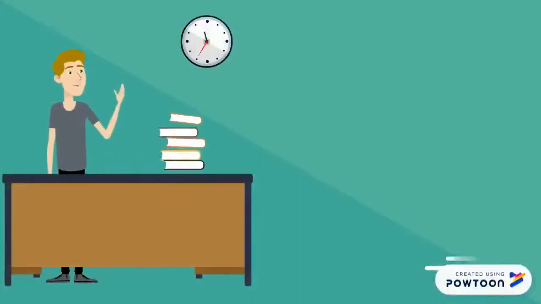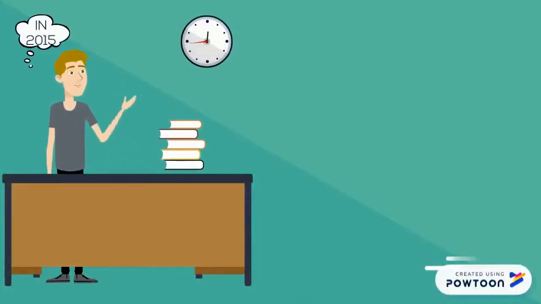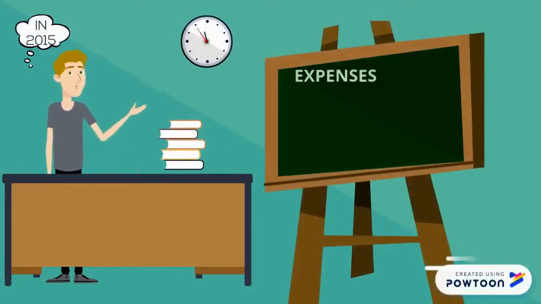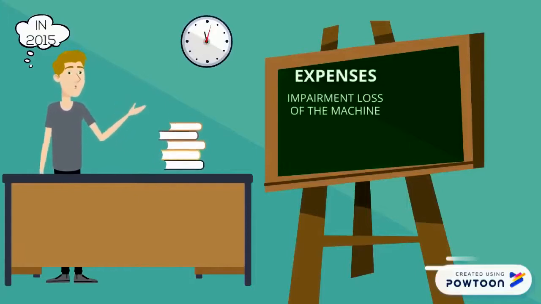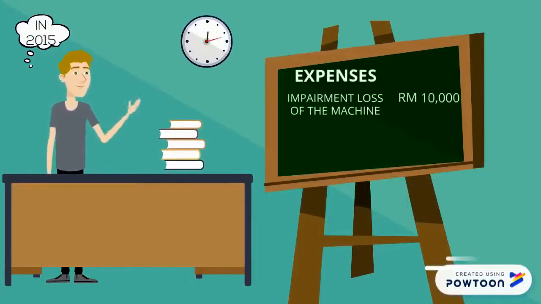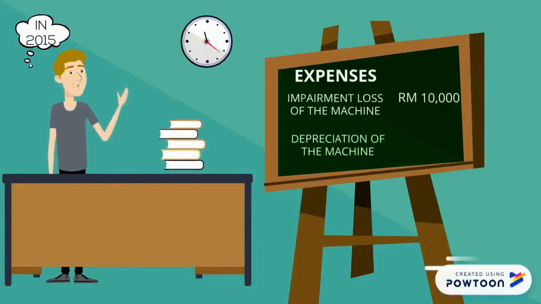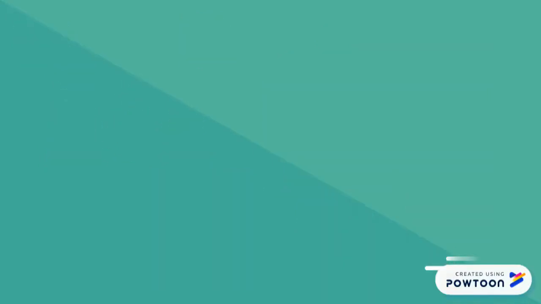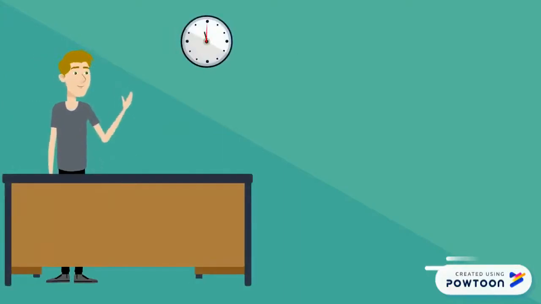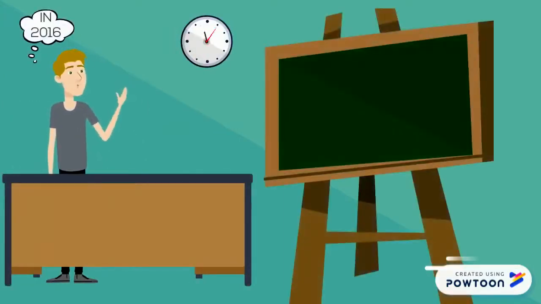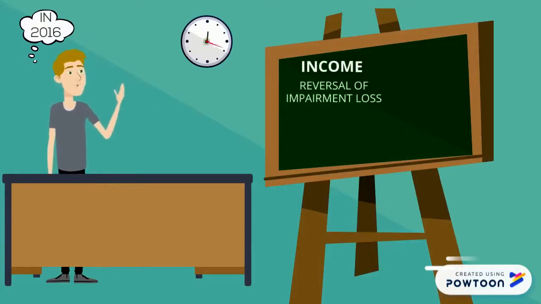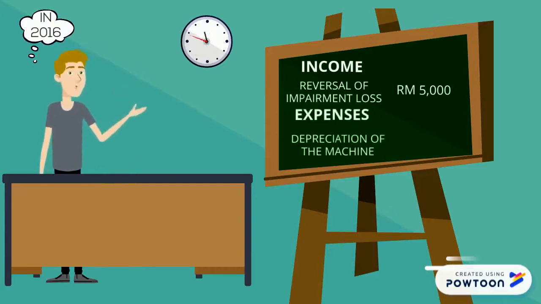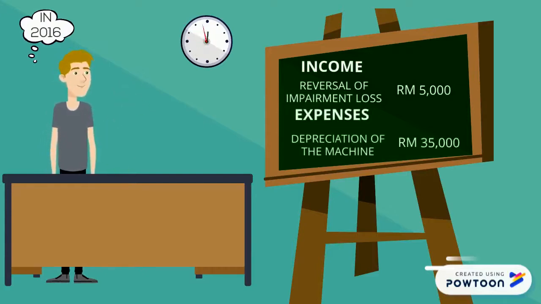For statement of profit and loss in 2015, we just have expenses, which are impairment loss of the machine, RM10,000, and depreciation of the machine, RM40,000. For the statement of profit and loss for 2016, the income is reversal of impairment loss for the machine with the amount 5,000 ringgit. And the expense is depreciation of the machine with the amount 35,000 ringgit.